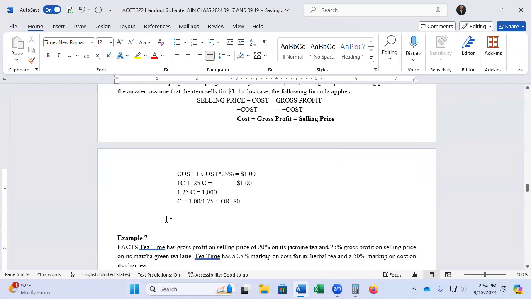Now our gross profit on selling price equals your percentage markup. So we went from 0.80, 1 minus 0.8, and that equals a 0.2 gross profit. We divide that by the selling price of 1, and so we get 20%.